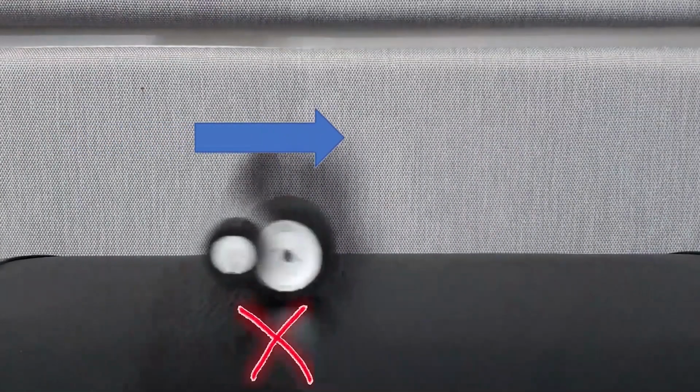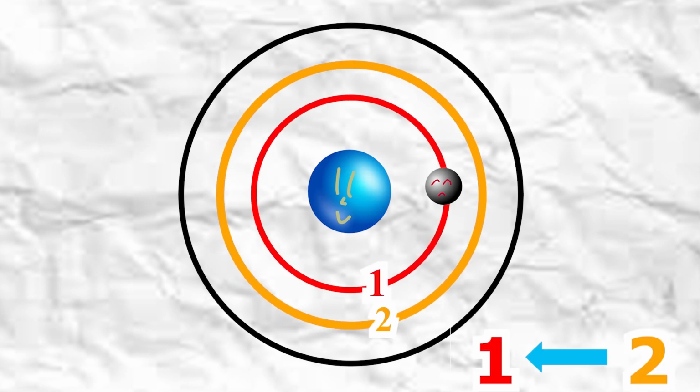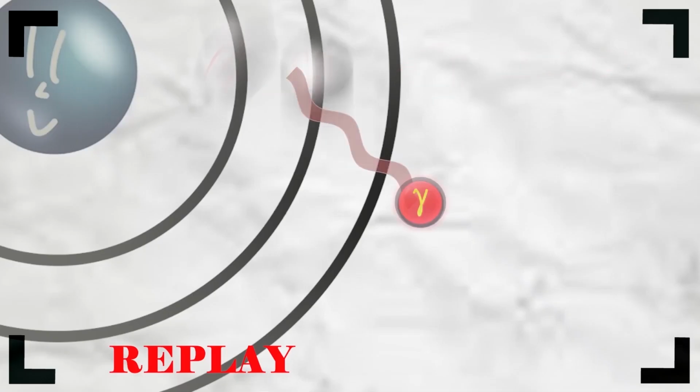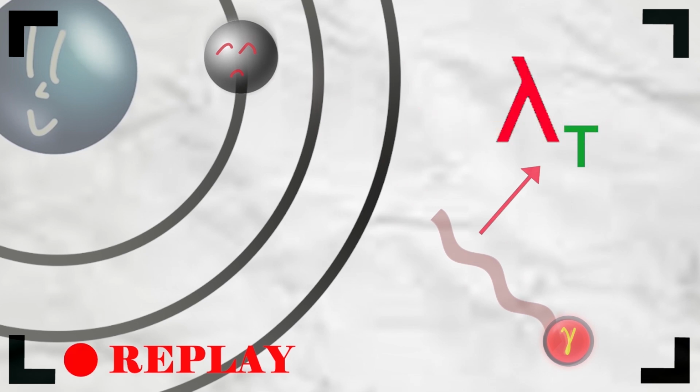But there's a catch. Atoms are quite picky. See, the thing about atoms is that they can only absorb specific wavelengths of photons. Therefore, only photons with the right wavelength can be absorbed by the atom. What's the wavelength? Well, it really depends on the atom itself. When an electron inside the atom jumps from a higher energy level to a lower one, it releases a photon of a certain wavelength. We call it the transition wavelength, which is the exact wavelength we are looking for.